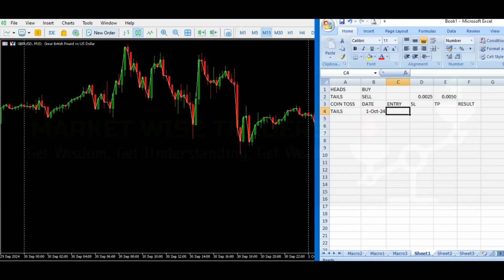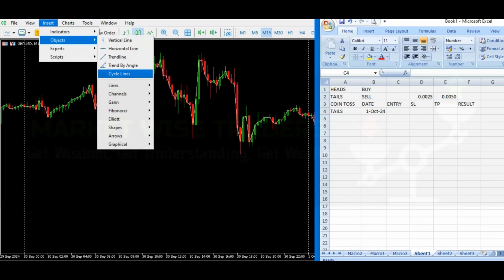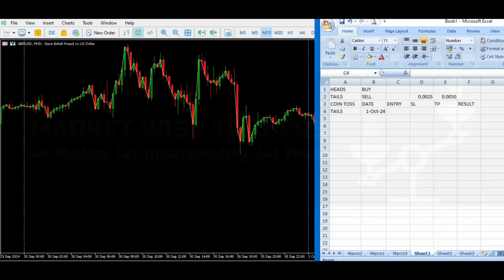Let's see what will be my entry point. I'm just going to use lines here, a horizontal line, just for us to see. So I would have entered a sell here, and that would be 133.77. Entry point 133.77. If I'm selling, that means my stop loss is above and my take profit is below. So I'm subtracting. Let me just draw that line.